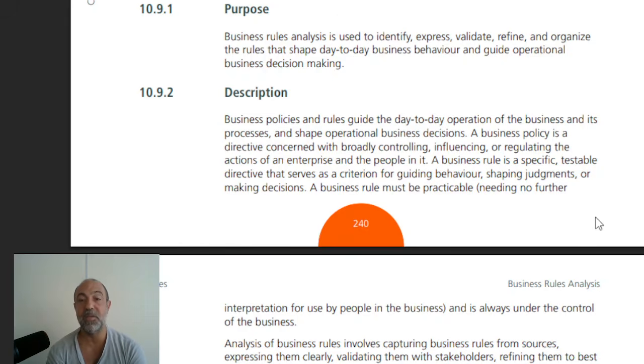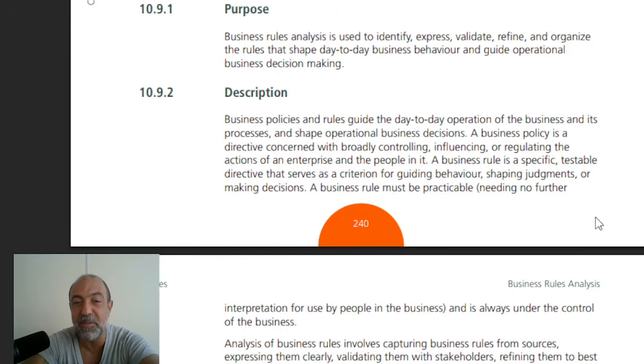So far we're good. A business policy is a directive concerned with broadly controlling, influencing, or regulating the actions of an enterprise and the people in it. A policy is basically what we call a guideline. It's this is what we do, this is what we don't do, this is what we're allowed to do, this is what we're not allowed to do. And I feel a policy leads to protocol, because you reflect on what happened, and based on what happened, you compare it to the policy that's there, and then you go to protocol and see what you do in case something happens. That's cute. None of this is human-centric, by the way. This is very void of how human beings actually are.